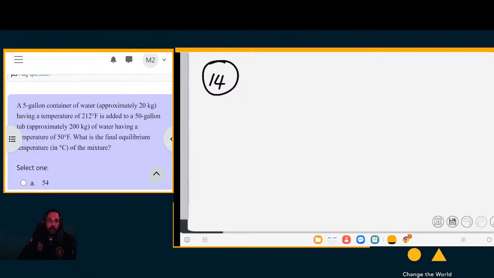It asks: a 5-gallon container of water is approximately 20 kilograms. So we know that a 5-gallon container of water weighs approximately 20 kilograms, and it has a temperature of 212 degrees Fahrenheit. Now let's convert Fahrenheit to Celsius. This is for temperature number 1 because there's another one.